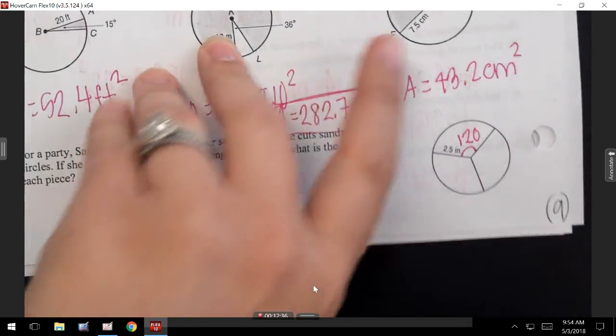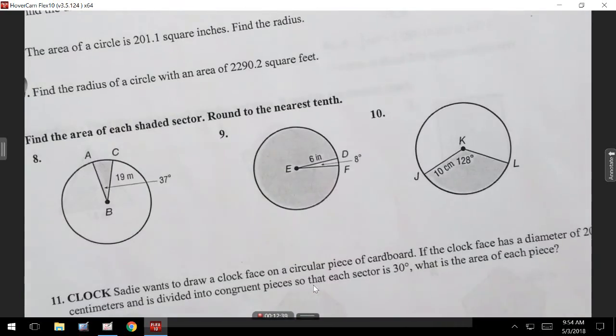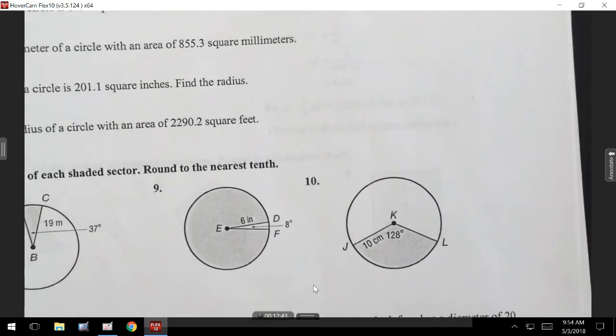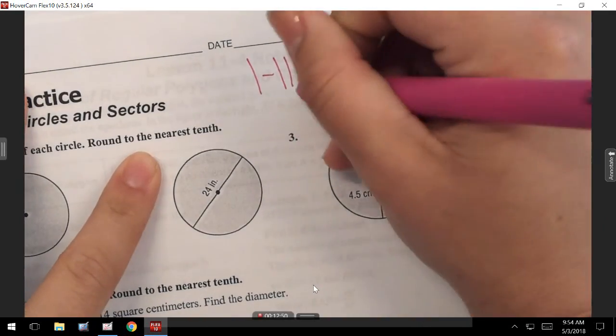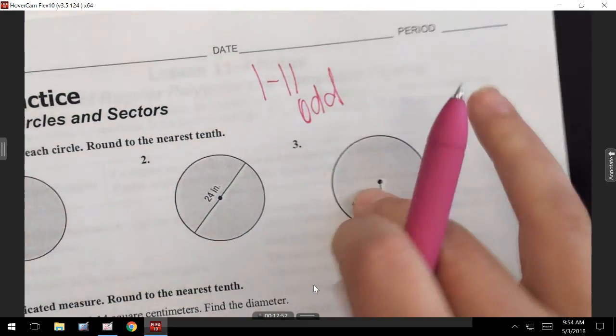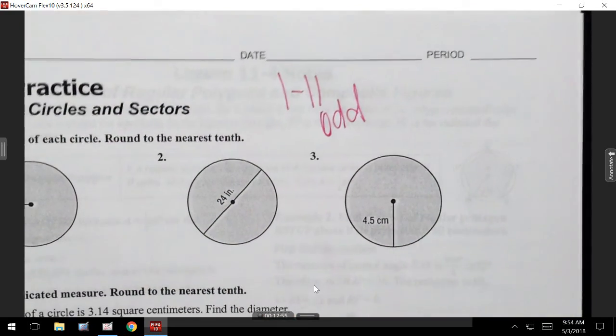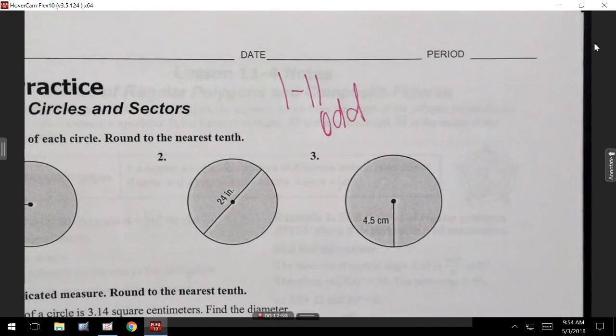Okay? All right, I'm going to let you get started on your homework. Flip to the back. We are going to do 1 through 11, all odd. That's 6 problems. And Jay already finished the whole thing.